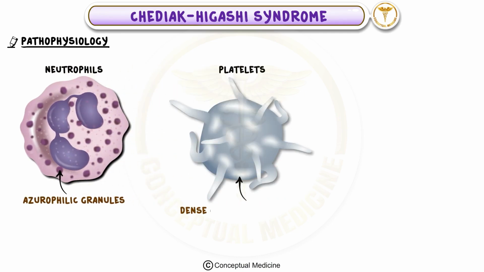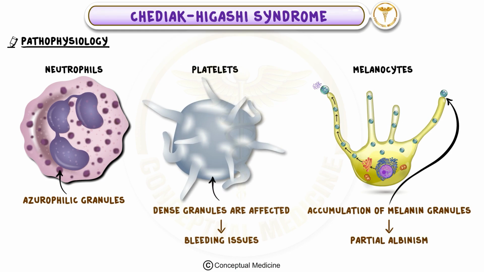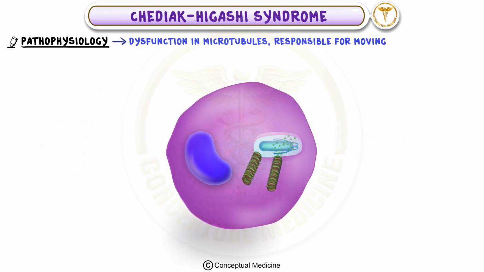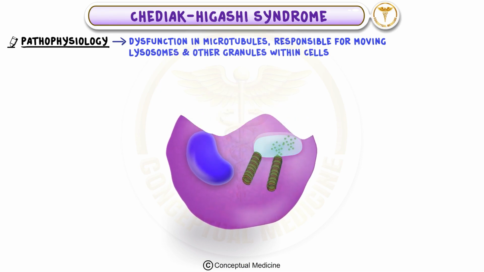In platelets, dense granules are affected, causing bleeding issues. And in melanocytes, there is an accumulation of melanin granules, leading to partial albinism. Additionally, there is a dysfunction in microtubules, the structures responsible for moving lysosomes and other granules within cells. This results in two major problems.